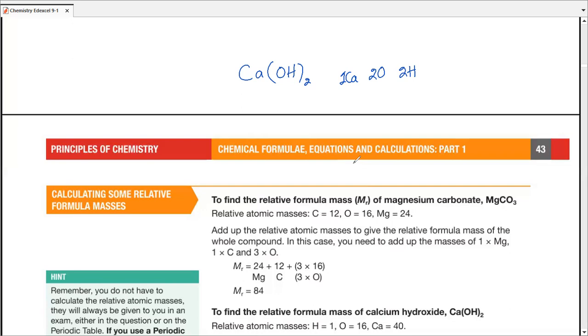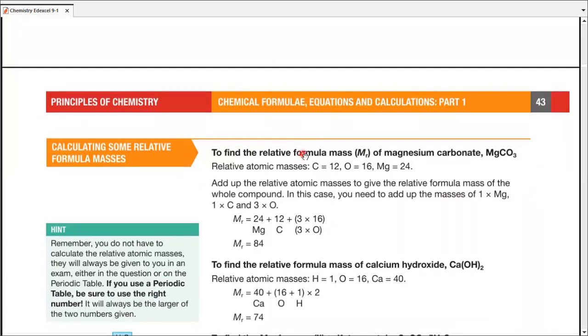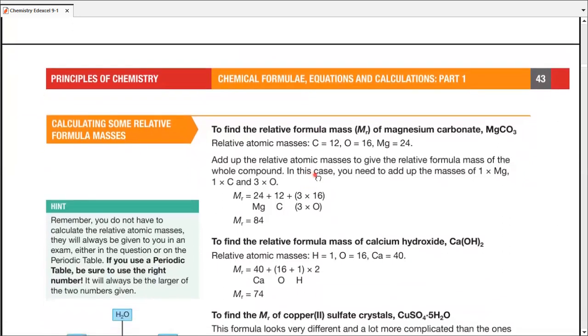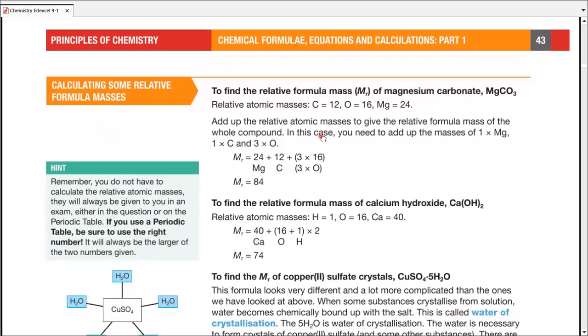Sir, 74. 74. Let's take a look. Seems about right, but let's take a look. Are we good? Yeah. 74. Now, moving up next, CuSO4.